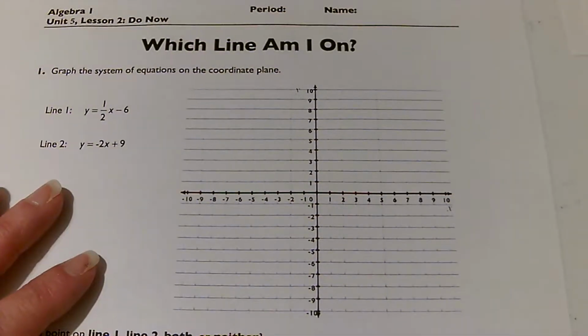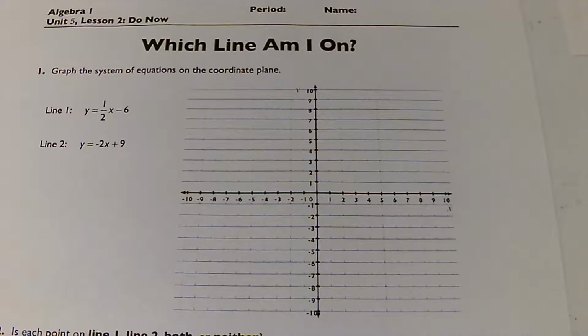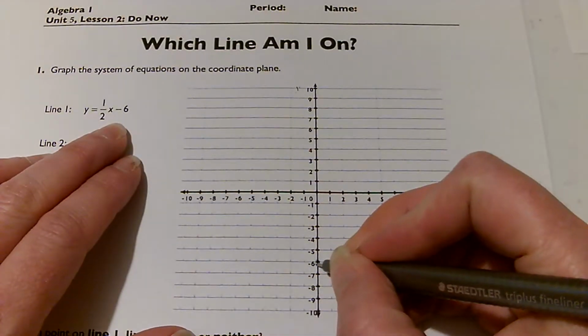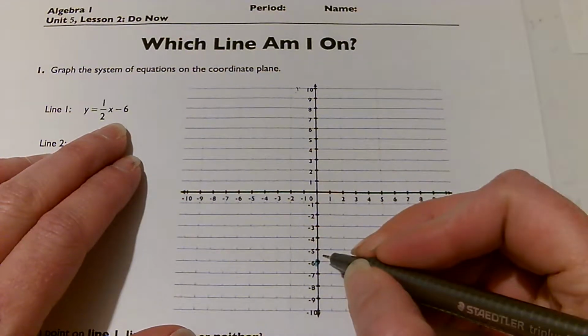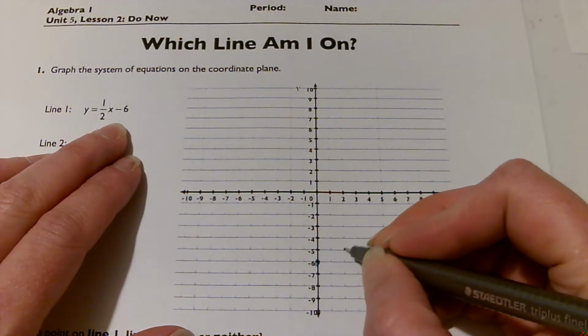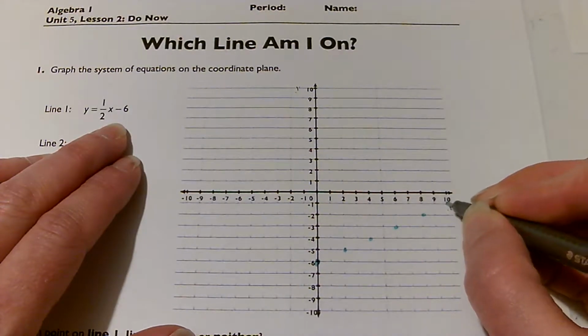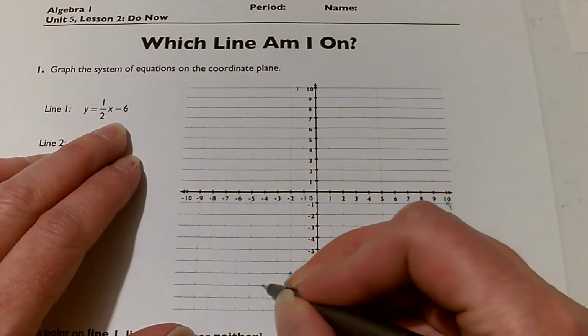Which line I'm on. Pretty easy activity. We're going to plot each line and then see which points are on which line. So line number 1 has a y-intercept of -6 and a slope of 1/2. So up 1/2. And we should have gotten a graph that looked like this.